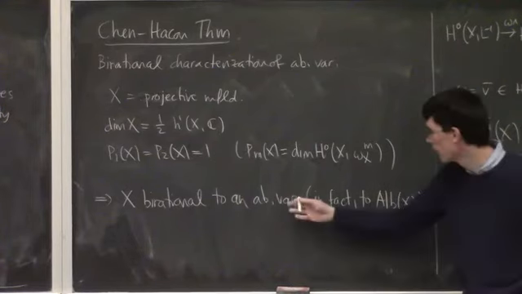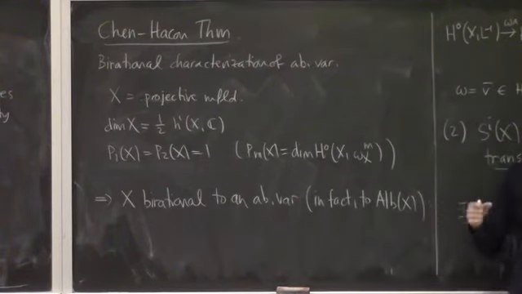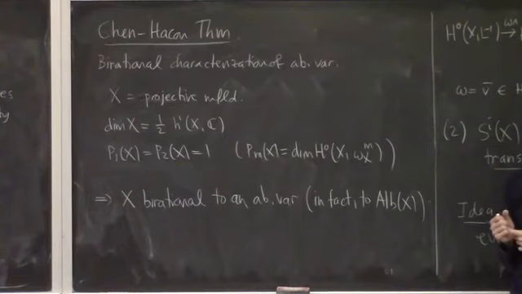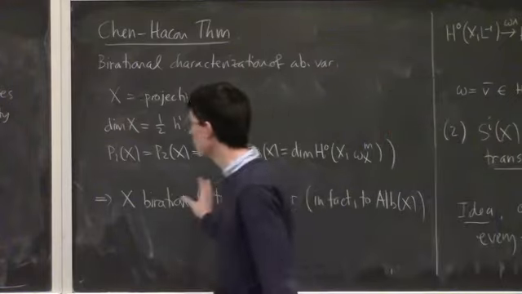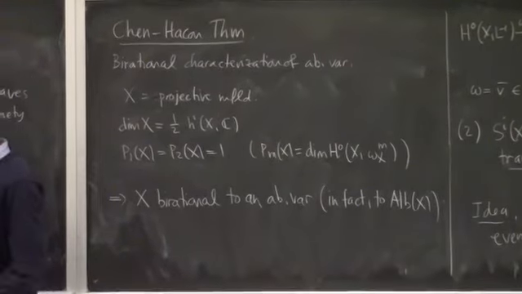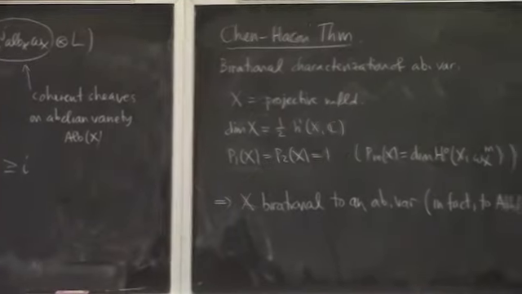Right, so in fact, what you end up showing is that the Albanese map from X to Alb(X) is actually surjective, and it's in fact generically an isomorphism. So therefore it's birational. Right, so this is a consequence of the formalism that grew up around these results in the projective case.